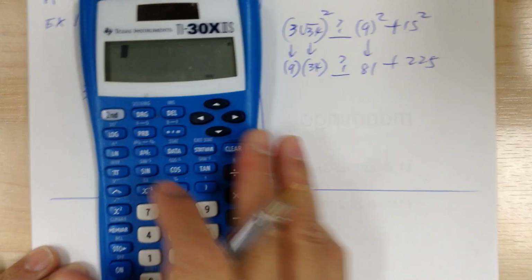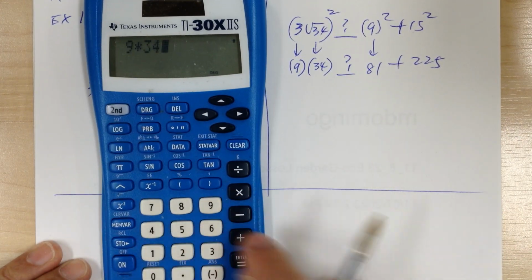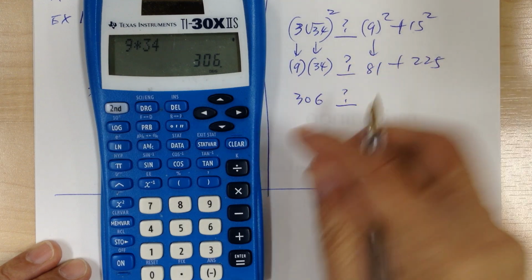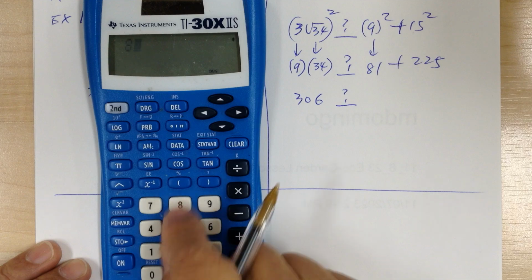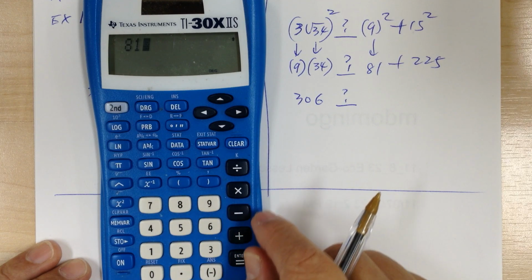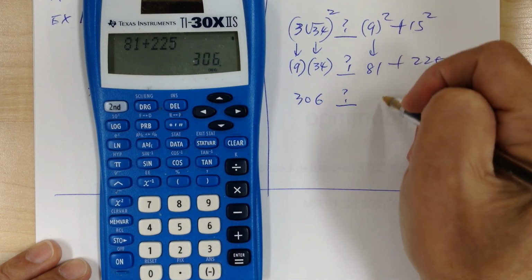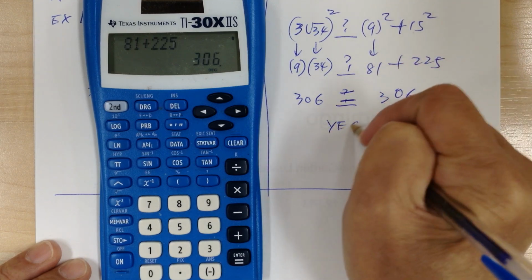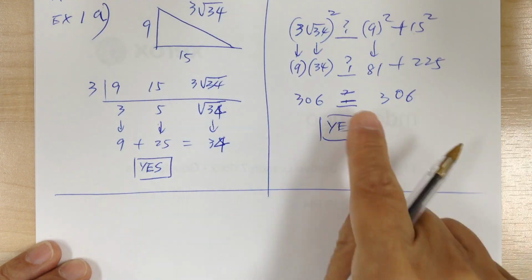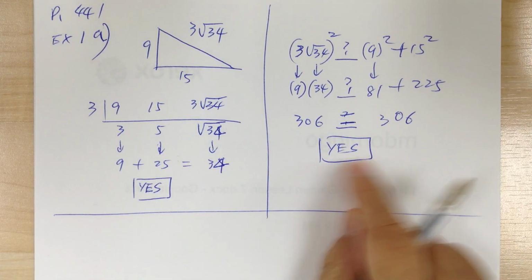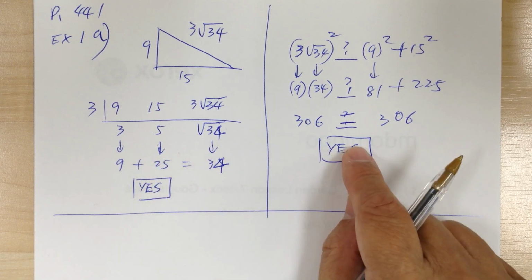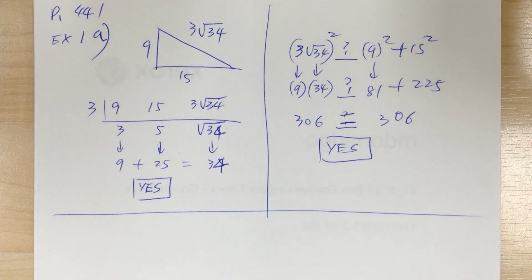So you're going to get 9 times 34, which is 306, question mark. And you're going to get 81 plus 225 equals 306. So this is equal, therefore it's yes. You can do either method. Personally, I like to do this method because I can do it quickly without using a calculator. This one, you can just do normally, but you probably need a calculator for it.